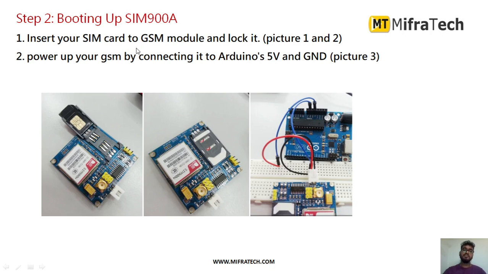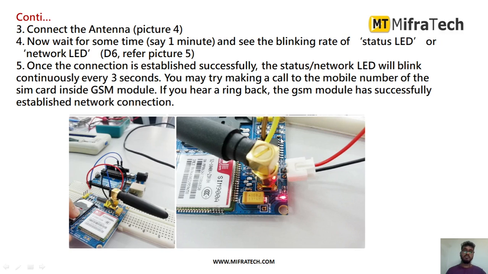First we have to insert the SIM card into the GSM module, as you can see in the first picture here, the leftmost picture. You can open this SIM slot and insert your SIM here, a mobile SIM only. Then you can power up. After that we can connect this to the Arduino Uno. The interconnection I have shown earlier itself. Then we'll provide the power supply and ground.